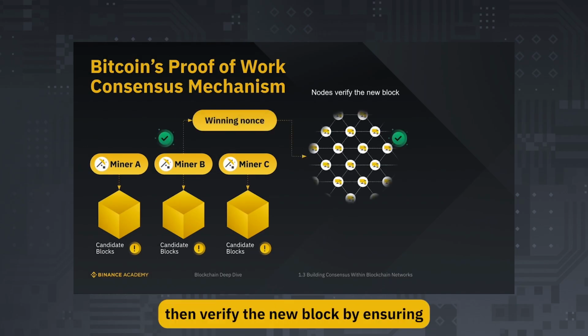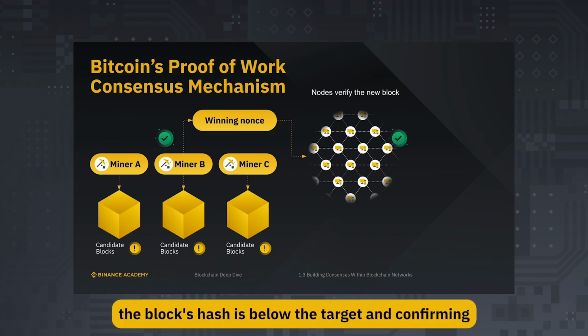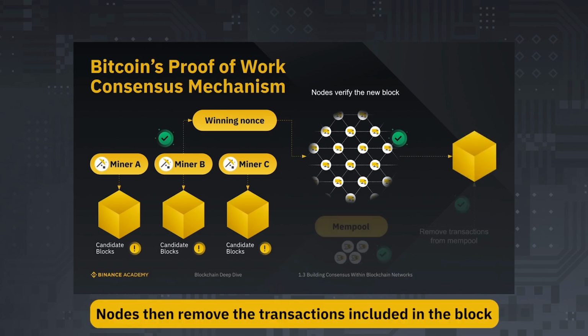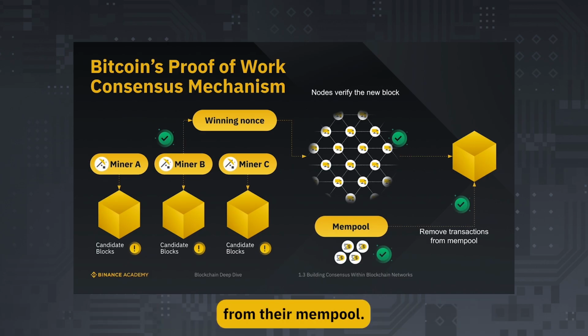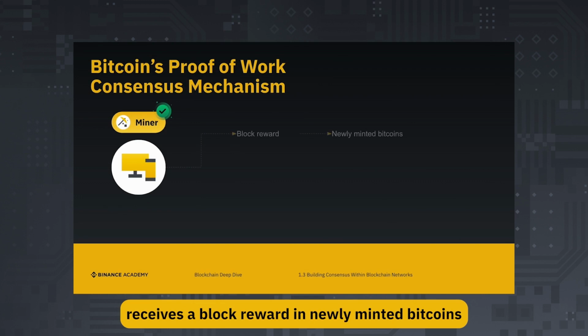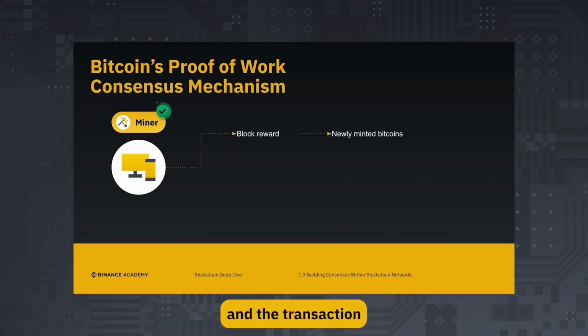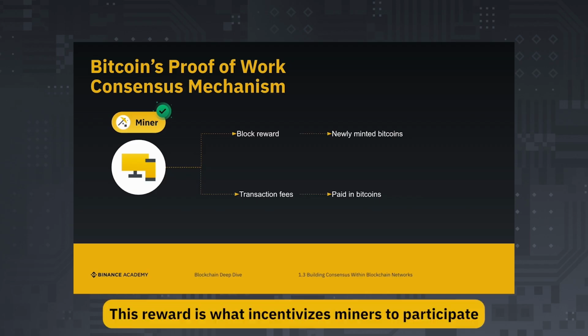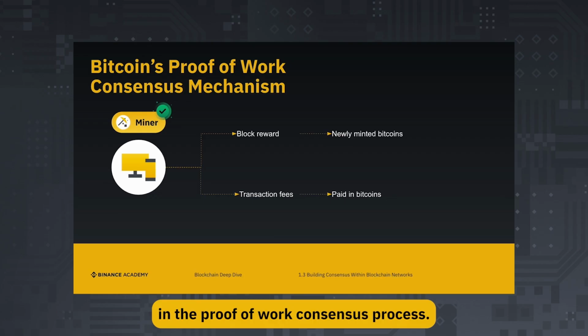Other nodes then verify the new block by ensuring the block's hash is below the target and confirming that the transactions included in the block are valid. Nodes then remove the transactions included in the block from their mempool. The winning miner receives a block reward in newly minted Bitcoins and the transaction fees from the transactions included in the block. This reward is what incentivizes miners to participate in the proof-of-work consensus process.